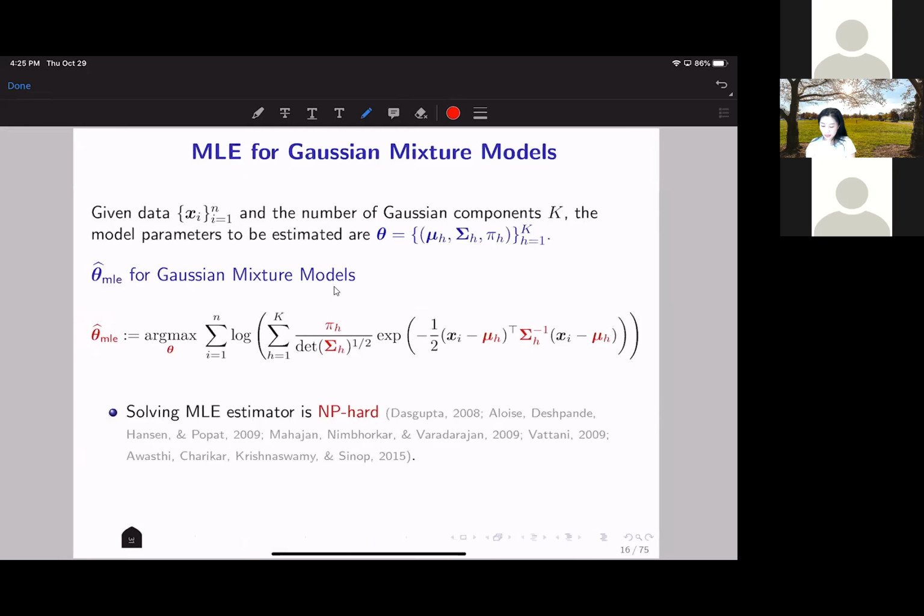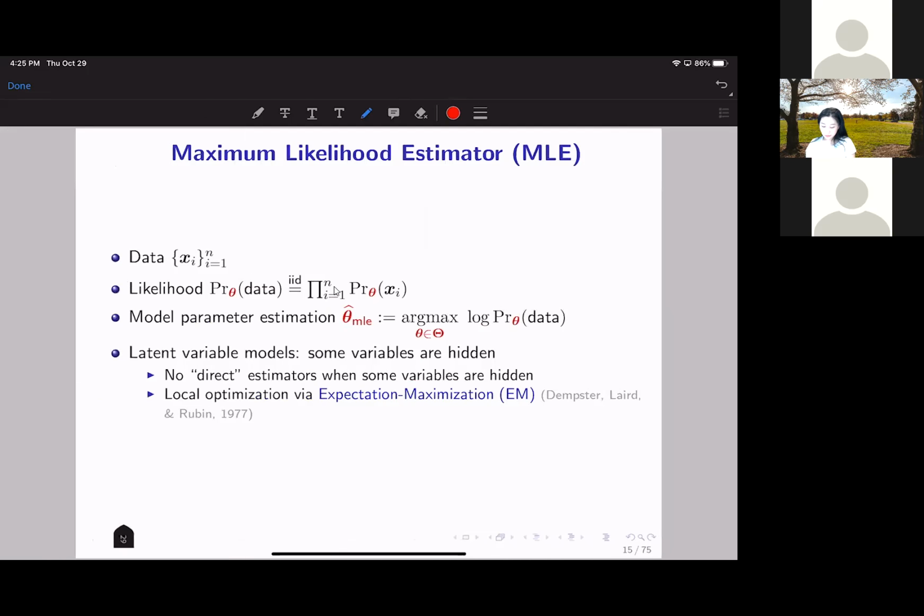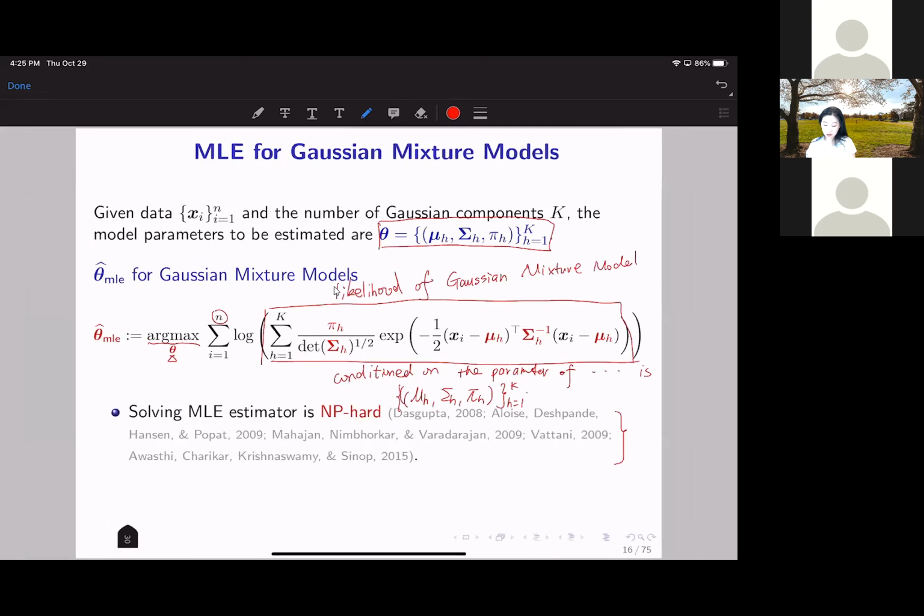So as I go back to here, I'm saying you can use an EM algorithm to solve this problem, to solve for the maximization of this quantity here.